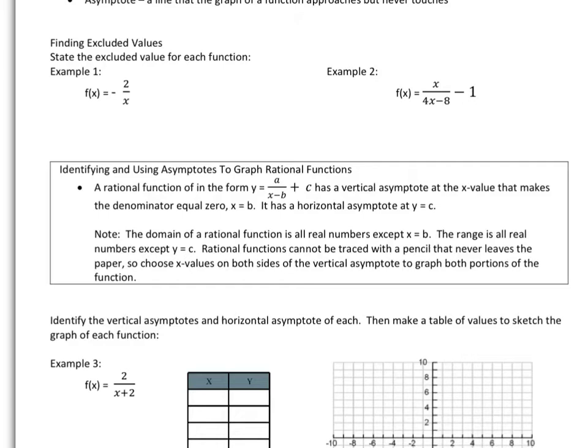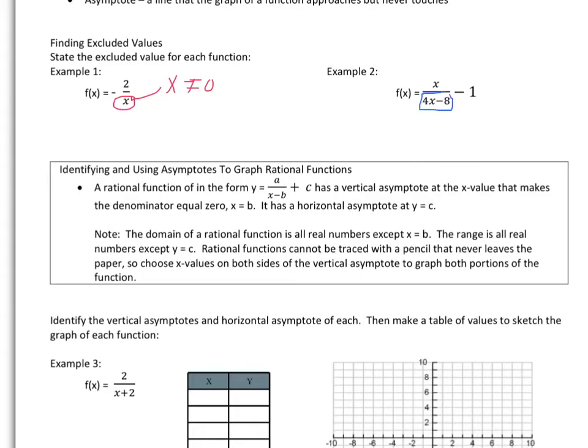So in the first one, we know that x cannot equal 0, because if we plugged in a 0 for x, it would become negative 2 over 0, and that's undefined. Again, we are focusing on the denominator only, because in a fraction, the denominator is the only place where it cannot be 0. On example 2, again, we have an x in the numerator, but getting a 0 in the numerator is not a problem. Getting 0 in the denominator is.